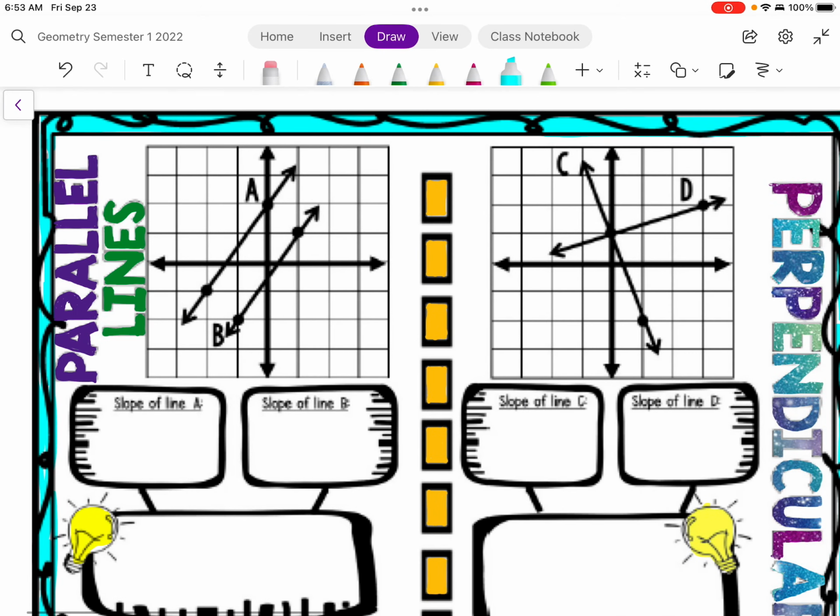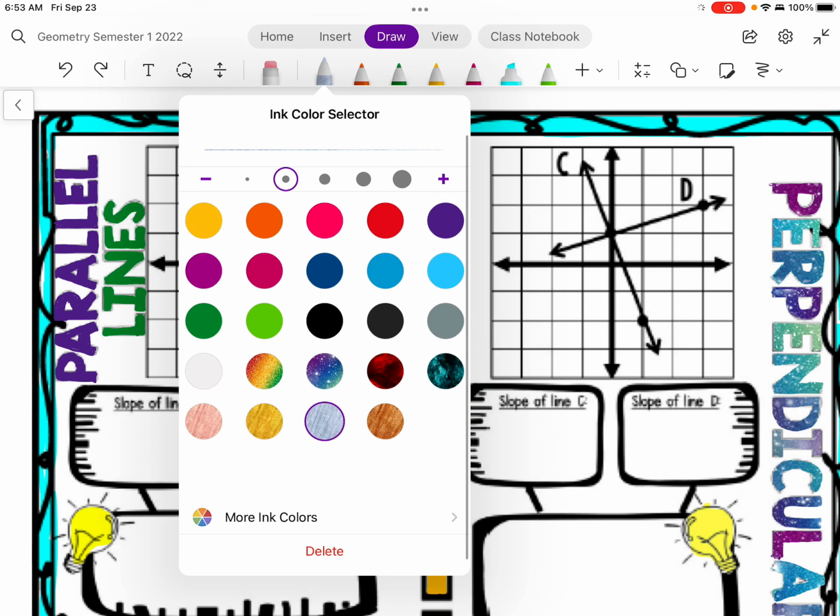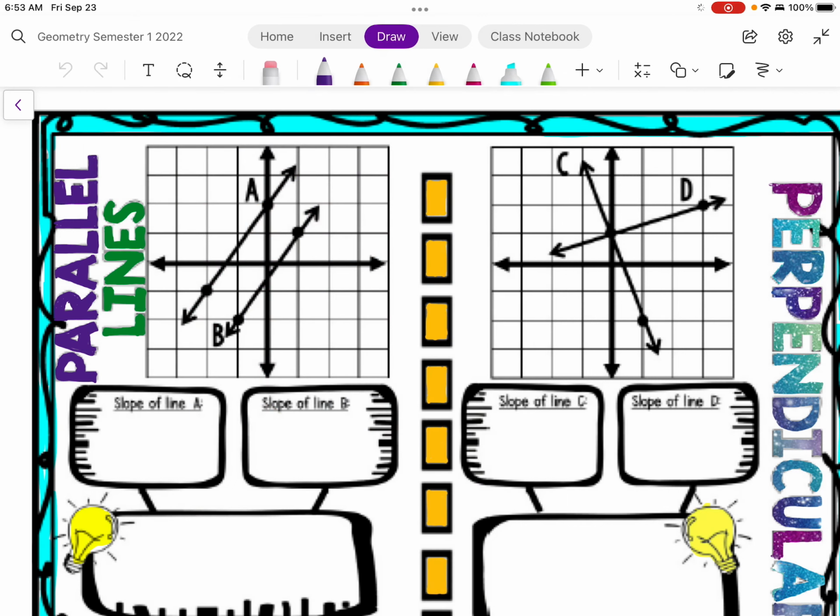All right. So parallel lines, let's look at the slope. Remember, slope is rise over run. So 1, 2, 3, 1, 2. So I went up 3 over 2 for line A. What about for line B? 1, 2, 3, 1, 2. I also went up 3 over 2.